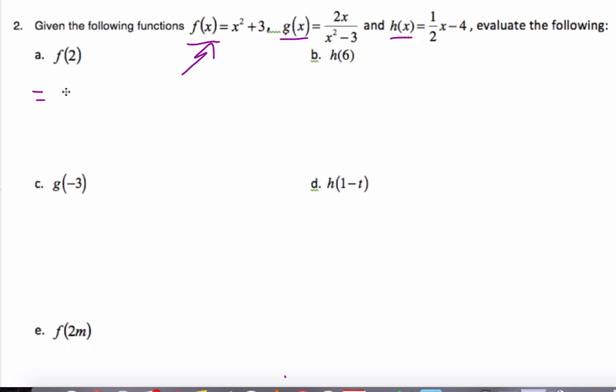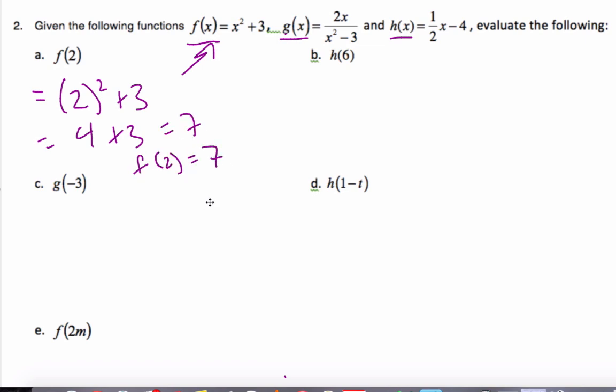X squared plus 3, but we're looking for f when x is 2, so it will be 2 squared plus 3. And then I get 4 plus 3, which is 7. And so I know f at 2 equals 7. Or we have the coordinate point 2, 7. Nice. Excellent.